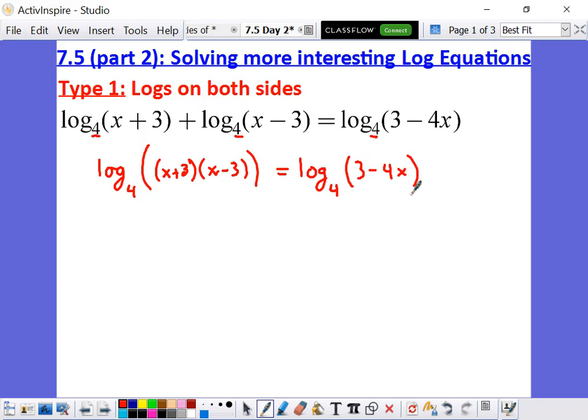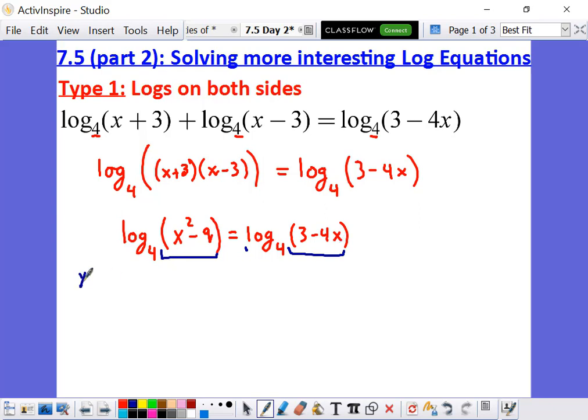If we clean up the left-hand side a little bit and actually do that multiplication, x plus 3 and x minus 3 are conjugates, so foiling that out is actually pretty easy. We get log base 4 of x squared minus 9 equals log base 4 of 3 minus 4x. Now what we've done is we've taken a 7.5 problem and turned it into a 7.4 problem where we just solve basic log equations. Because I have log base 4 on both sides, I can set the inside part of the log, x squared minus 9, equal to 3 minus 4x.